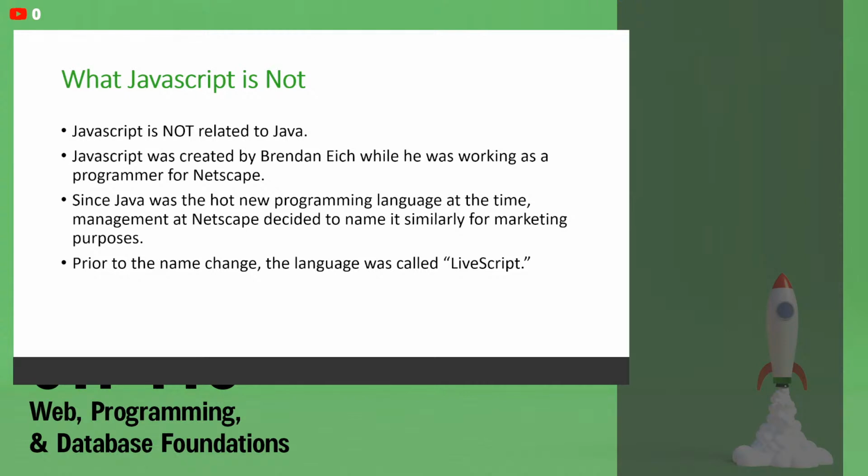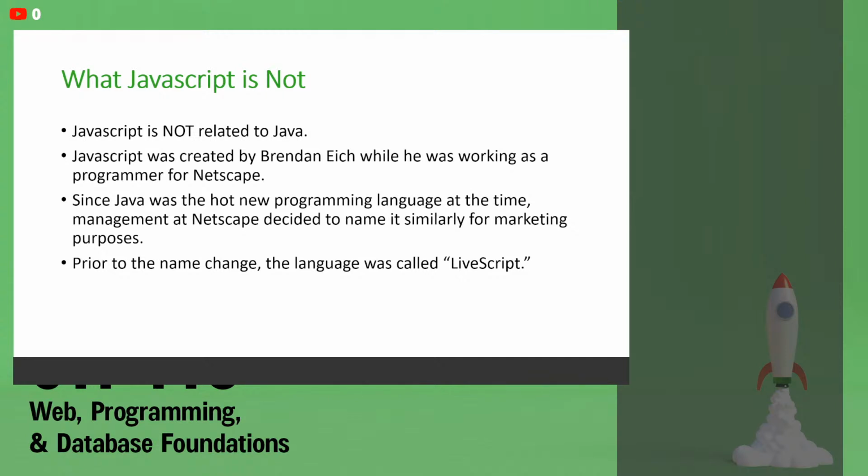But when he presented his new programming language to his managers at Netscape, they wanted to find a way to get people to use it. And so they said, well, what if we relate it to this hot new programming language? We're talking about 94, 95, right? If you remember back when we were talking about the history of the internet, Java came about in 91. Right, so Java hit the scene in the early 90s.